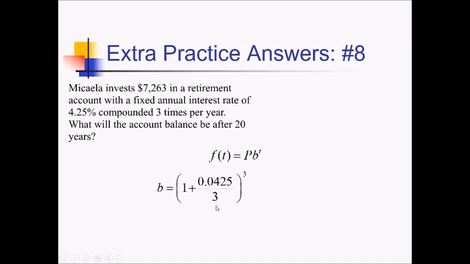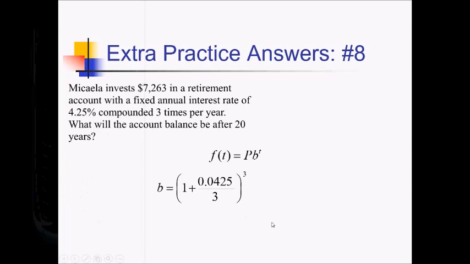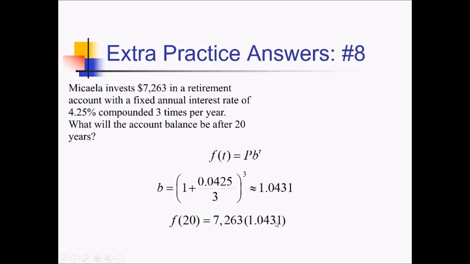All right, on the calculator, I'm going to go ahead and enter all of that in, and I'm going to store that as B on there, or whatever letter you want, just so that I can reuse it again. So that comes out to about 1.0431. And there's some more decimals. I'm just going to write out the first 4 on paper, but I'll actually use the whole thing when I go back to the calculator. So what am I plugging in the calculator? I can say f of 20 equals my principal of 7,263 times the b value that I just found here, all raised to the power of 20.